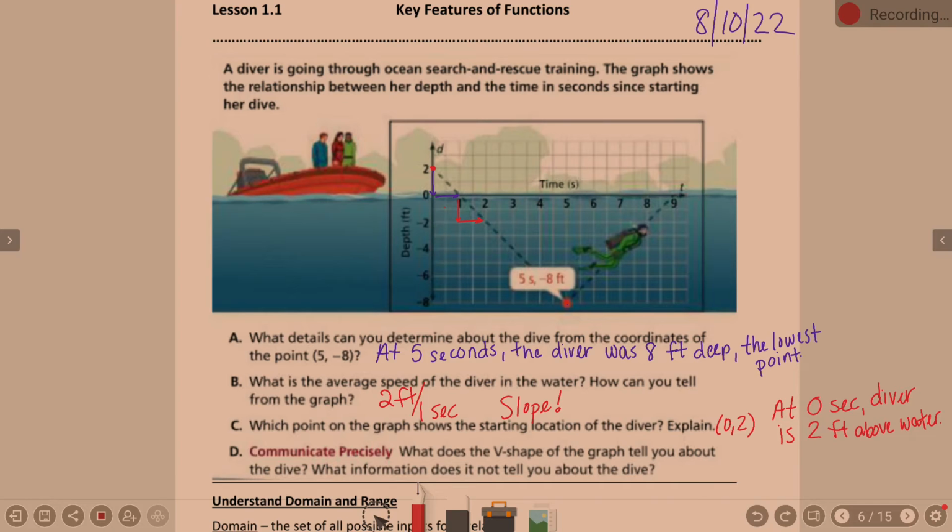Okay, so you got your brains thinking about graphs here? Yeah. Okay. Aaron's back there swimming. Okay. Swimming through the classroom.